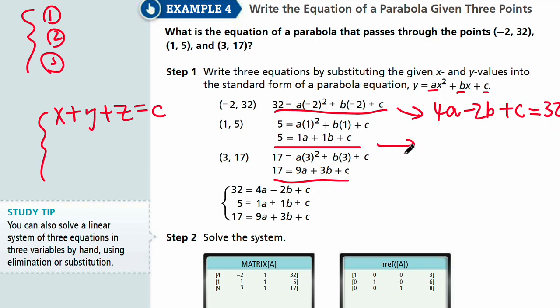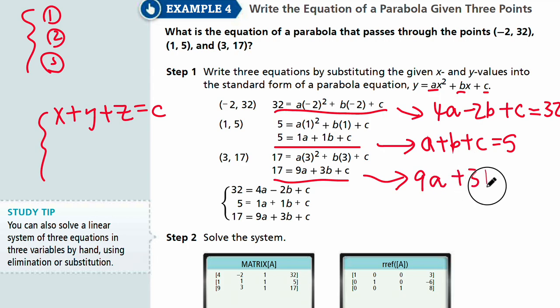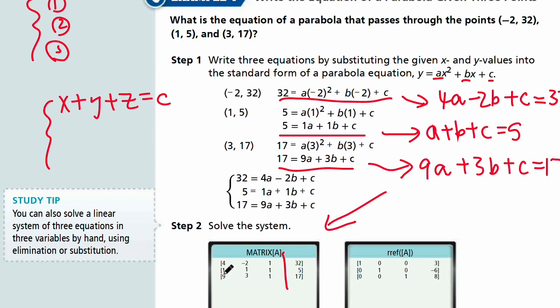And then this one is the same thing. a plus b plus c is equal to 5. And the third one, 9a plus 3b plus c is equal to 17. And then you use the matrix to solve this. You can plug in your coefficients, and then the last column will be your constant. So the first column is a, second column is b, third column is c, and then you solve for the reduced echelon form of the matrix.